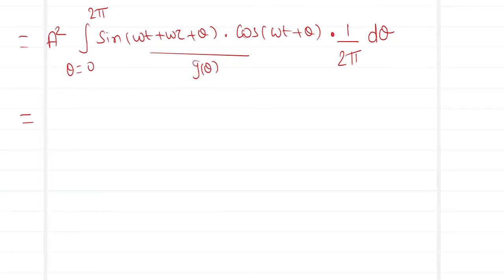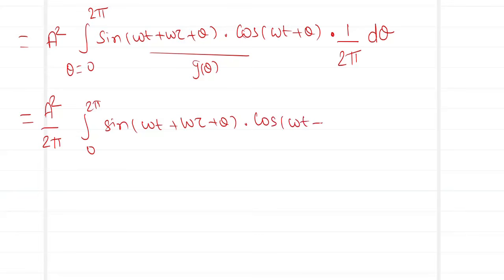Now A square over 2 pi is a constant that can be taken outside. So I have A square divided by 2 pi, integral from 0 to 2 pi of sin(omega t plus omega tau plus theta) into cos(omega t plus theta) d theta. Now we can see that we have a product of two trigonometric functions that cannot be integrated directly. So we will go for an equivalent trigonometric identity, which can convert this into addition or subtraction forms.